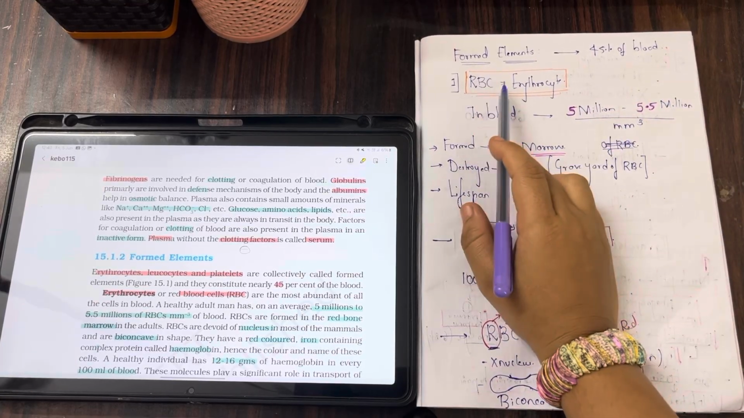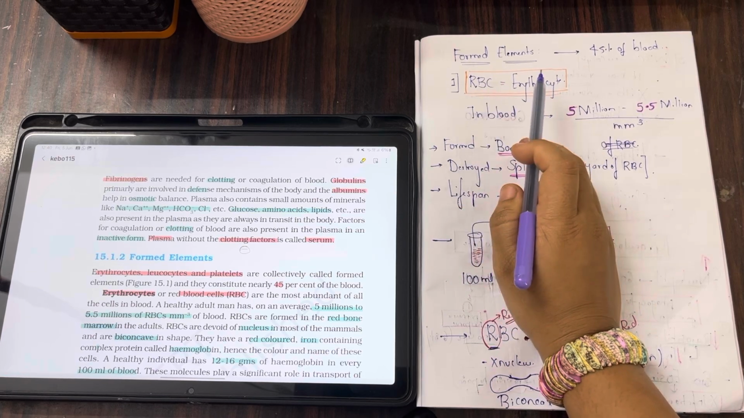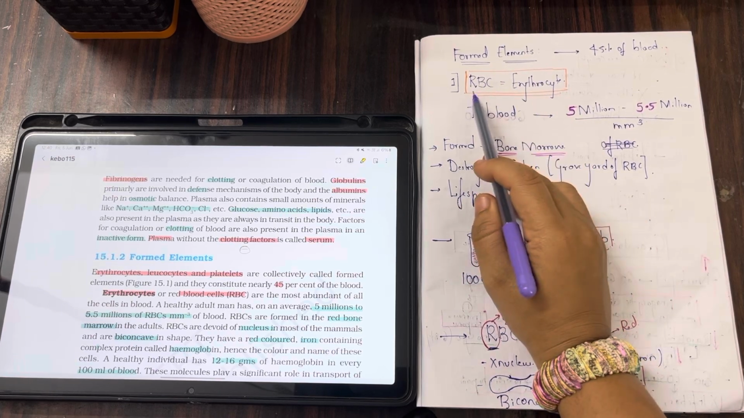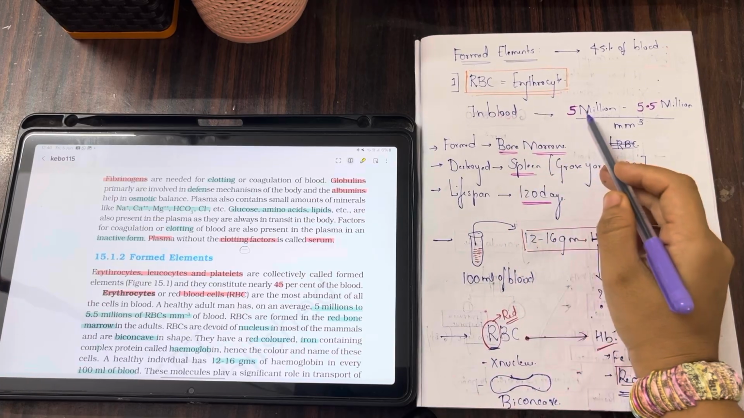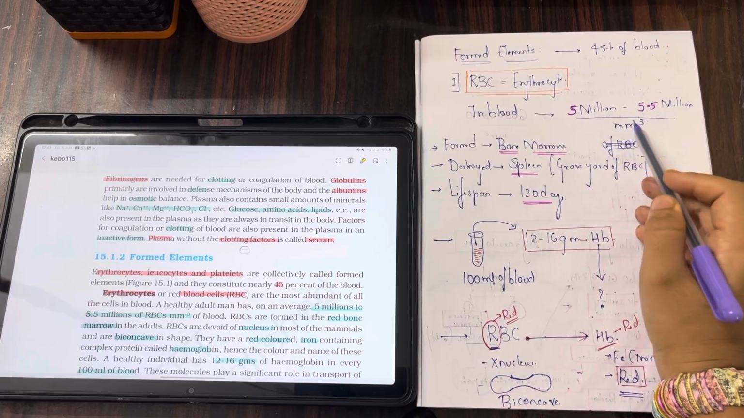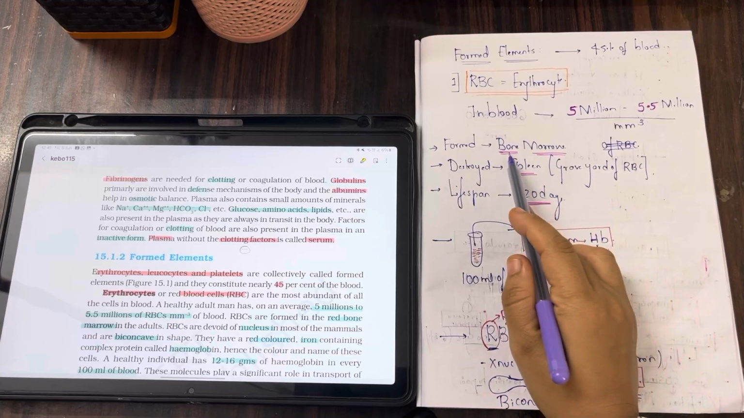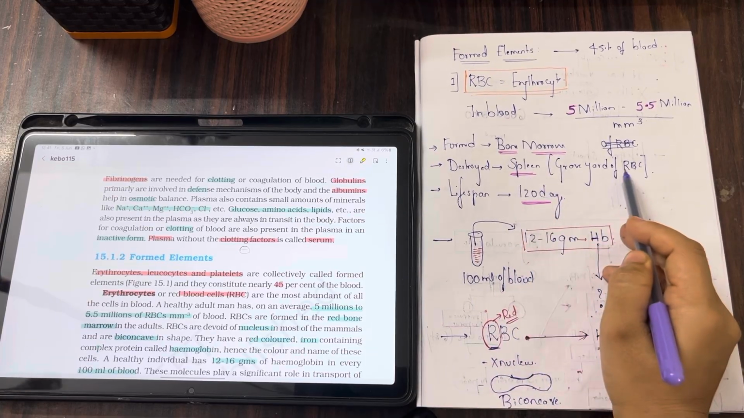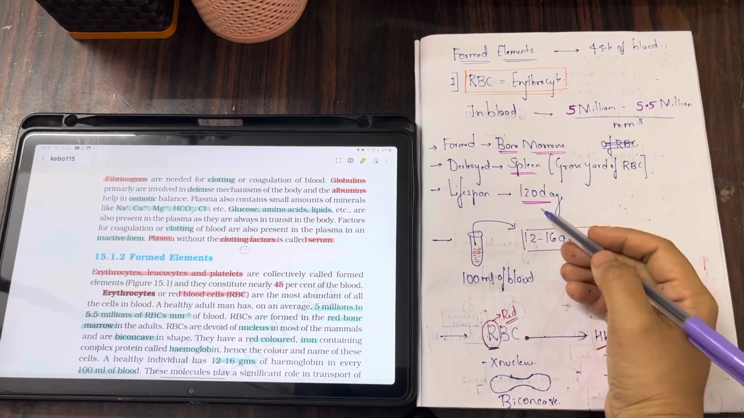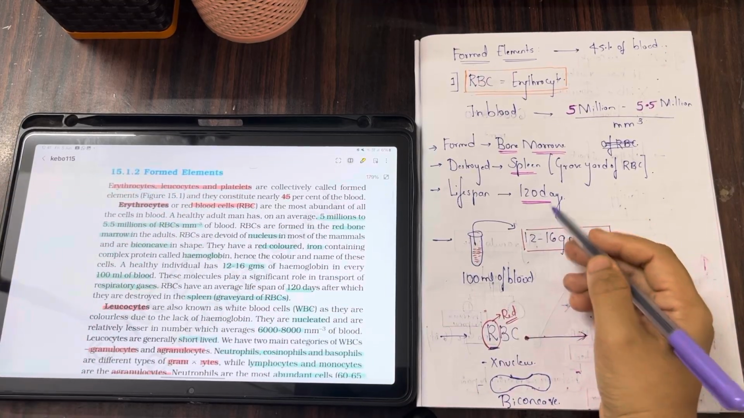Moving on, we are learning about the formed elements that constitute 45% of the blood. Formed elements are mainly RBC, WBC, and platelets. First we learn about RBCs, also called erythrocytes. In blood, the count is 5 million to 5.5 million per mm cube. They are mainly formed in bone marrow and destroyed in the spleen, which is also called the graveyard of RBCs, and their lifespan is about 120 days.